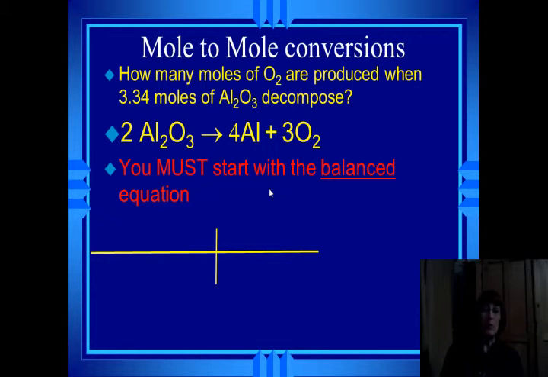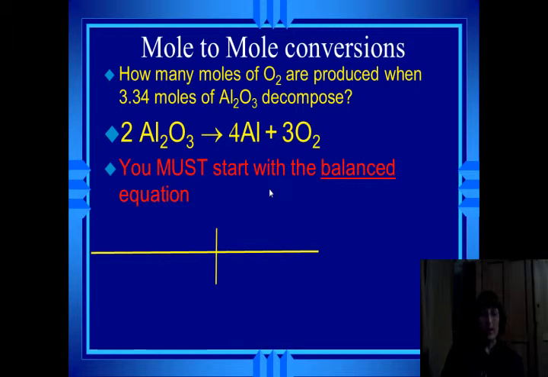So the next step you want to do is write down what they gave us. They gave us 3.34 moles of aluminum oxide. So somewhere on your paper, you have a little bit of space there, don't you? There's a little space up there. You've got some room there. If you don't have enough room, then get yourself a scratch sheet of paper and put it with this.